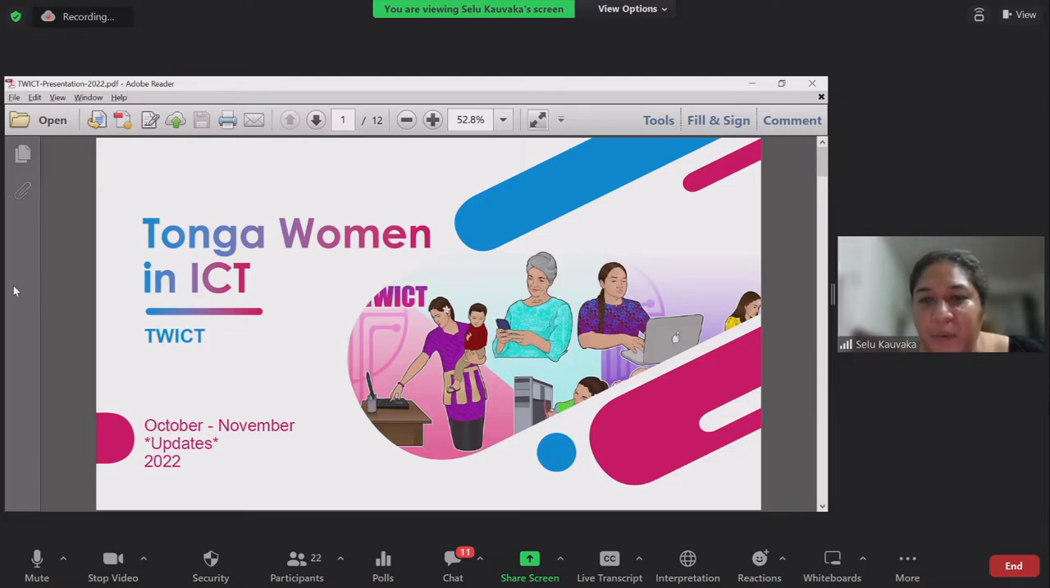If you are wondering where Tonga is, Tonga was hit by the Hunga Tonga Hunga Ha'apai volcanic eruption early in January this year, followed by a tsunami where we got disconnected from the world. No internet for a couple of weeks, and that was very frustrating. And it was an eye-opener for our government, the importance of having policies and having backups with regards to the internet.